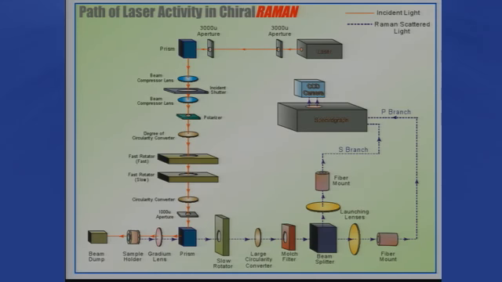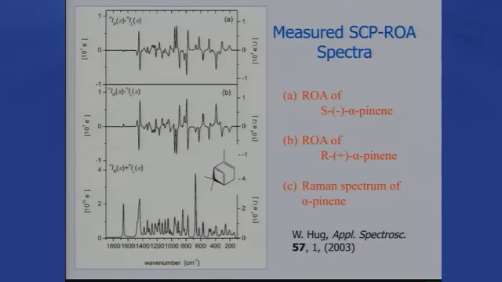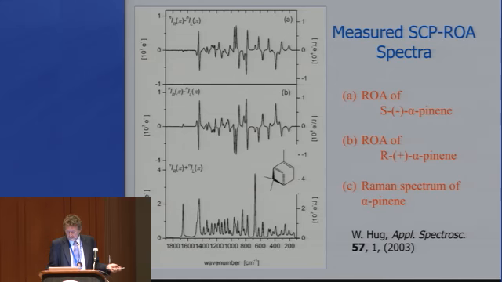light. It's measured simultaneously. And here's an ROA spectrum showing equal and opposite ROA spectra, just like for VCD, alpha pinene. And it's 3 orders of magnitude down. It's a bit bigger than VCD relative to the parent because it's measured in the visible where the wavelengths are shorter and the optical activity is proportionately larger.